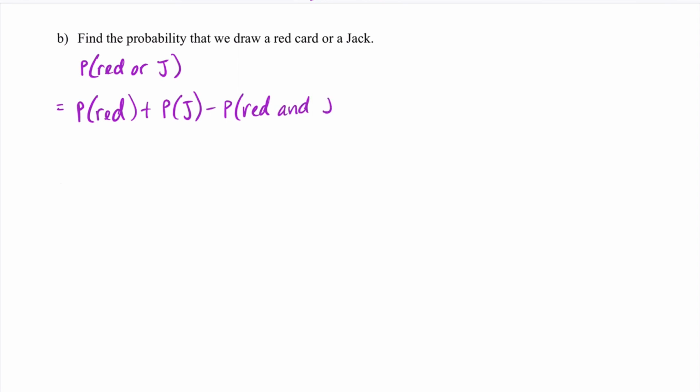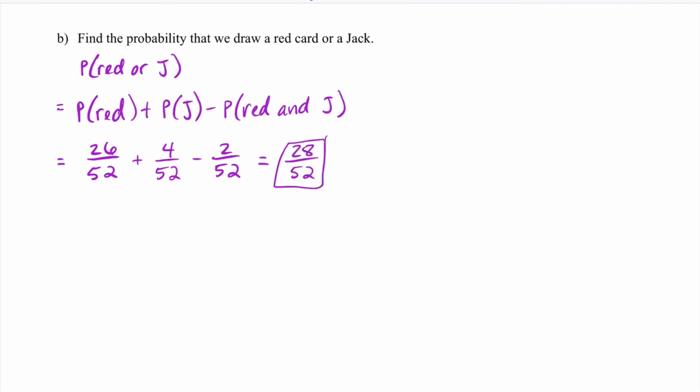Well, the probability of drawing a red card would be the number of red cards that we have. There are 26 red cards, since half of our cards are red, out of the 52 total that we have. The probability of drawing a jack, we know that we've got 4 jacks, so that would be 4 out of 52. And we need to subtract how many red cards we have that are also jacks, which would be 2 out of 52 cards that are red and jacks. Therefore, the probability of drawing a red card or a jack would be 28 over 52. And we're all set.